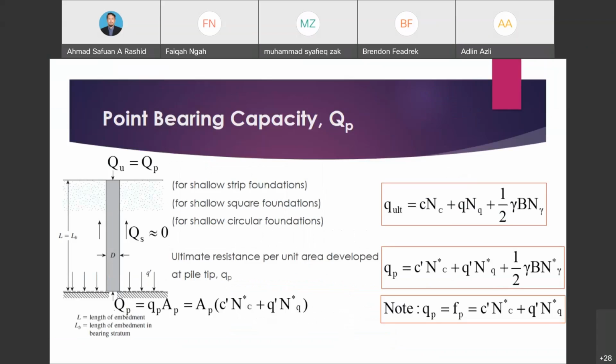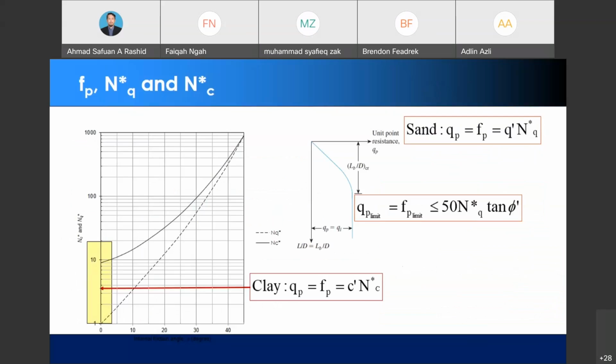So this is for the point bearing capacity, okay, which is dah discuss sebelum ni. Okay. Untuk pile rest on the hard layer. Okay. Normally we can consider the what we call as the QS is almost not significant. Okay. Okay, so this is on how we can get the information on the NC, okay, and the NQ to be put in our design. Okay.